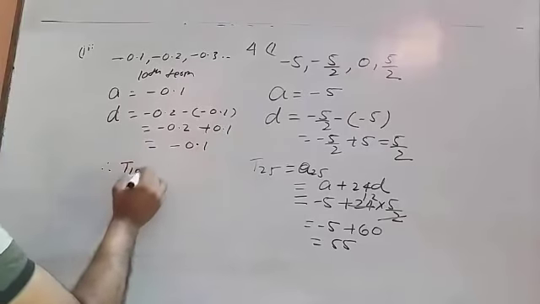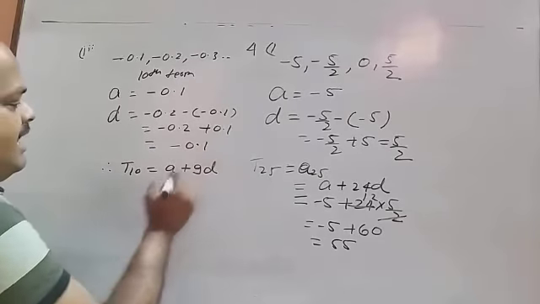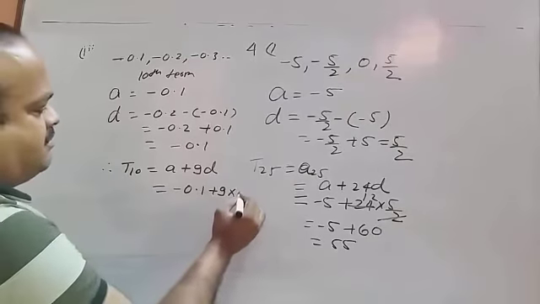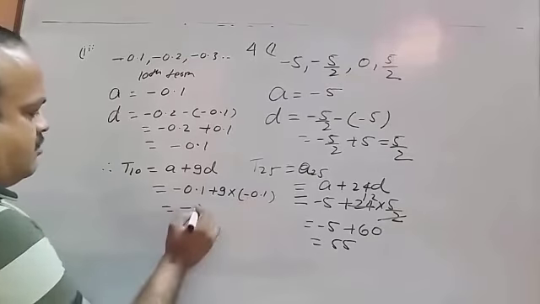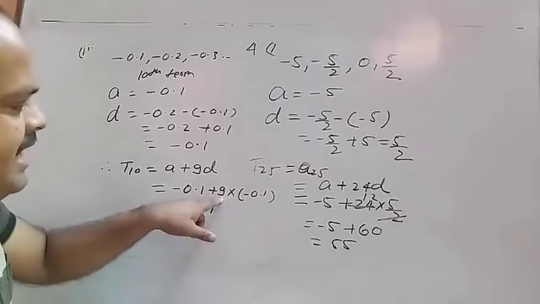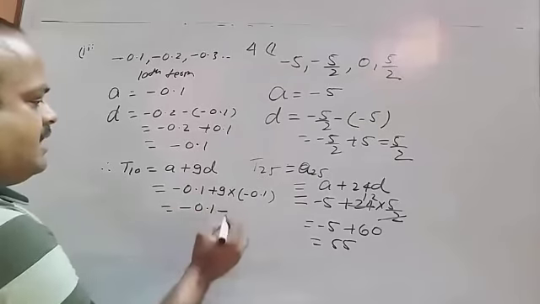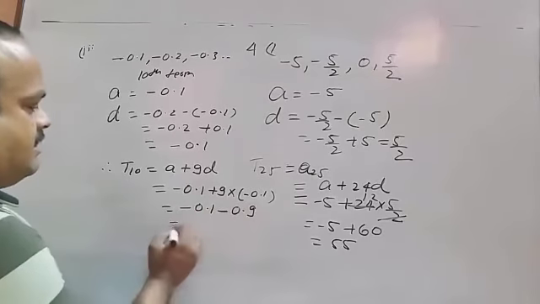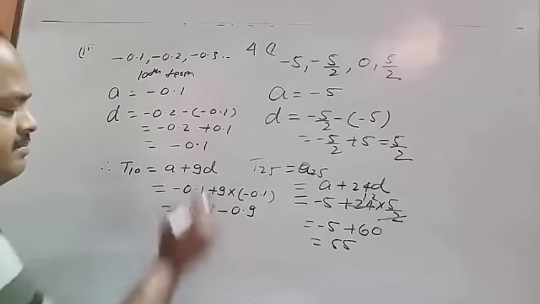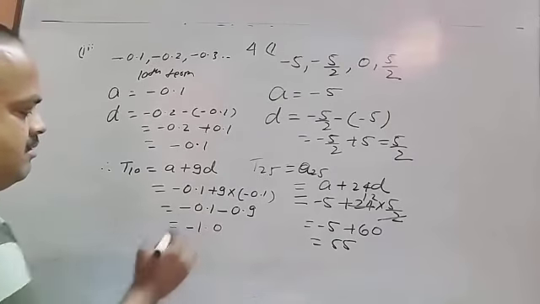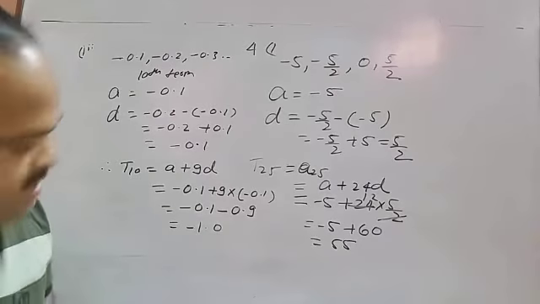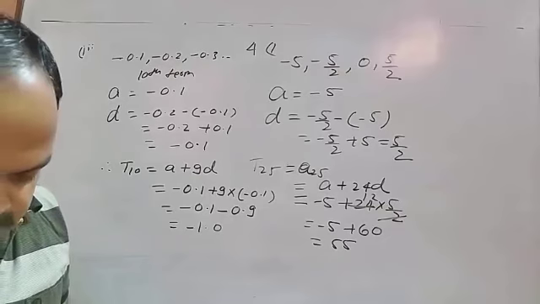Therefore the 10th term will be A plus 9D, where A is minus 0.1 and D is minus 0.1. So minus 0.1 plus 9 times minus 0.1. When you multiply 9 by this negative number, you will get minus 0.9. When you add the negative numbers, the result is negative. You will get minus 1.0. So the 10th term of this series will be minus 1.0. Next question.